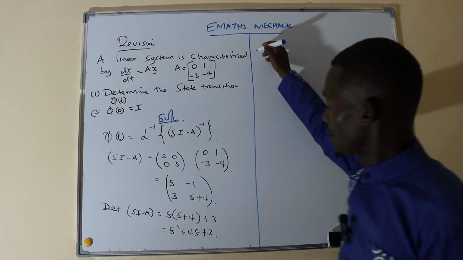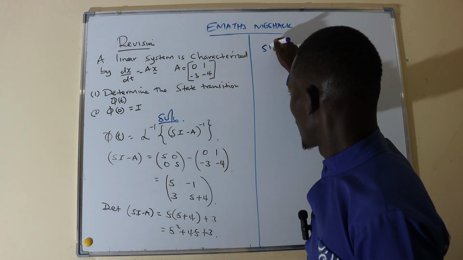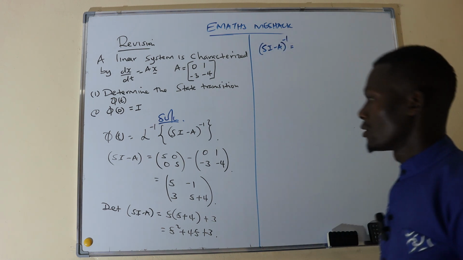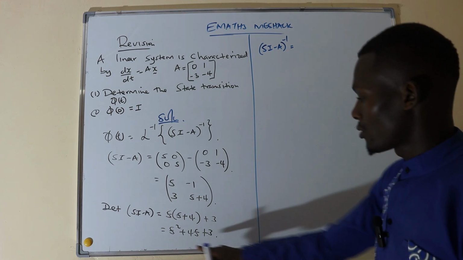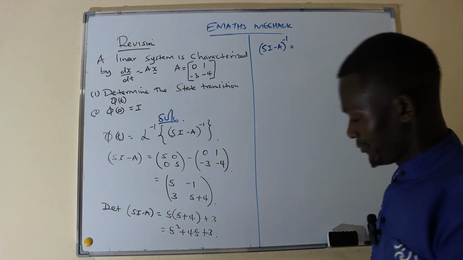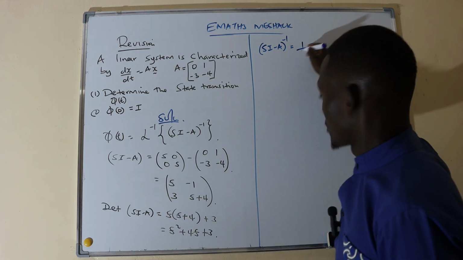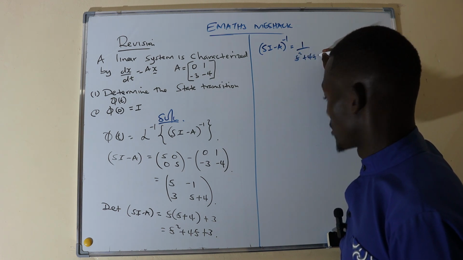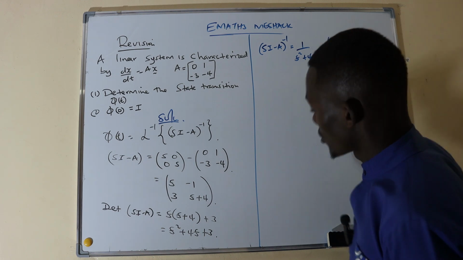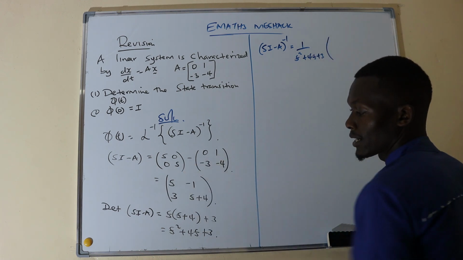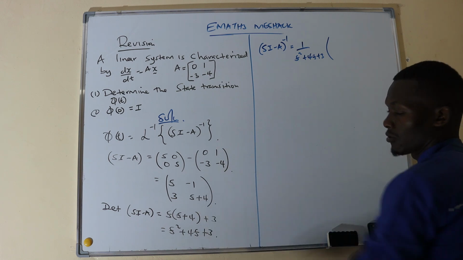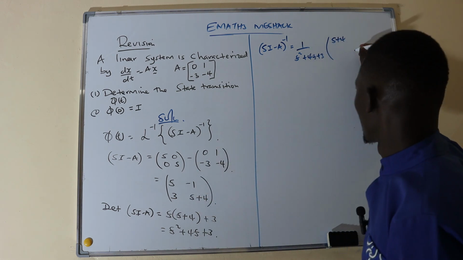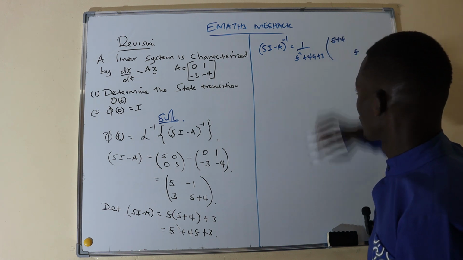Now we are getting SI minus A inverse, which is given by 1 over determinant, and what is our determinant? We have this. Let me just write it. First of all, S squared plus 4S, then plus 3, then what do you do next? Interchange the values in the main diagonal, then change the sign of the minor diagonal. So this value will come here, so we'll have S plus 4 there, then our S comes here.